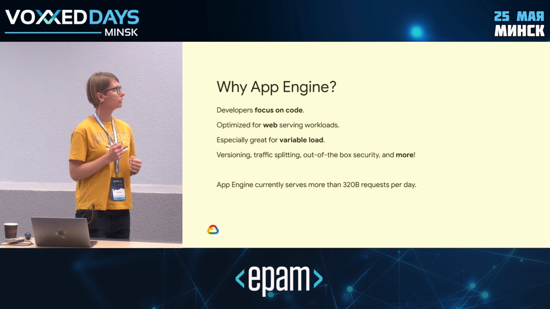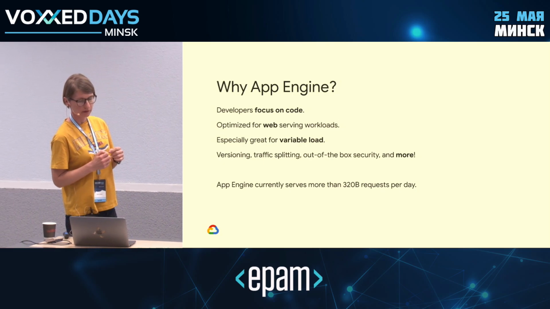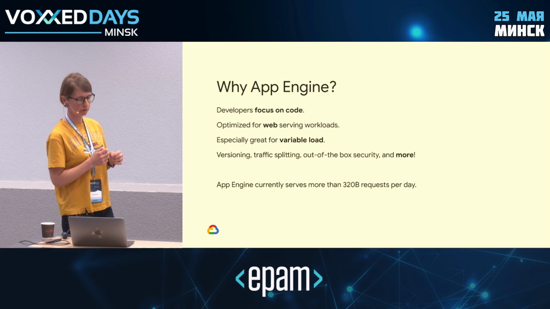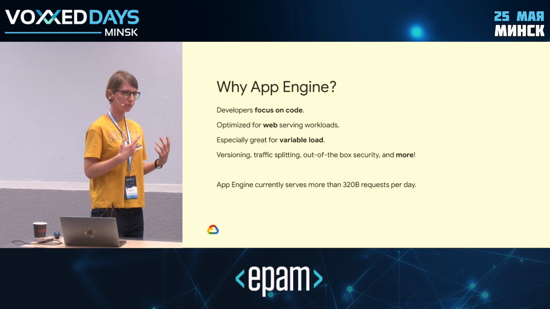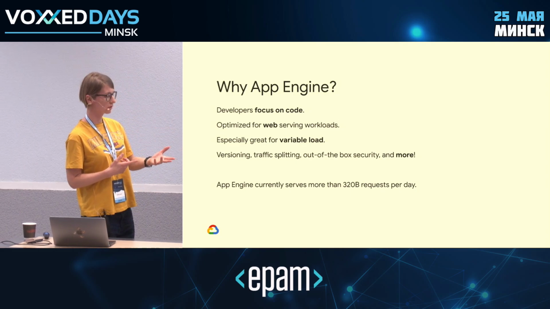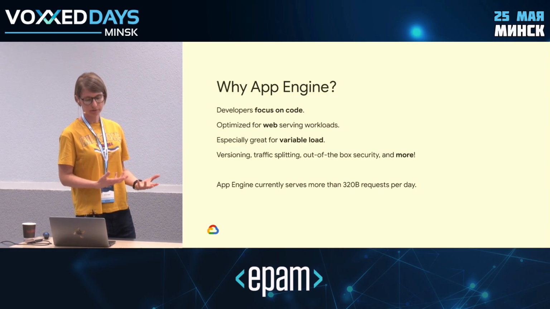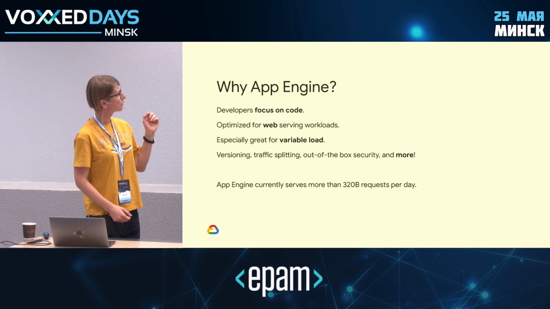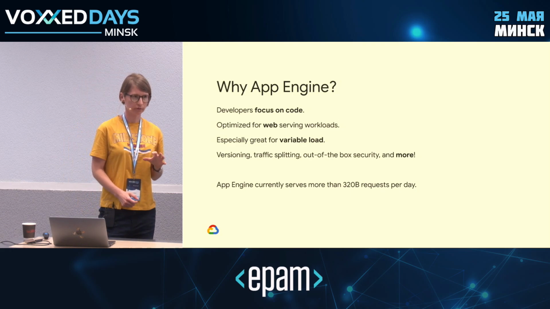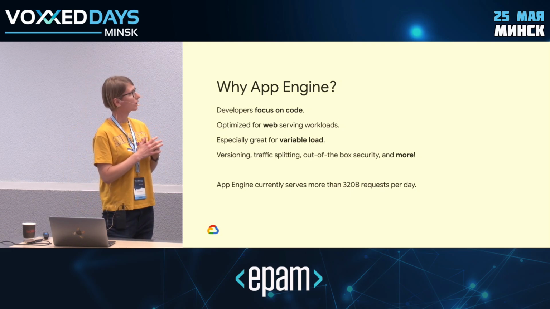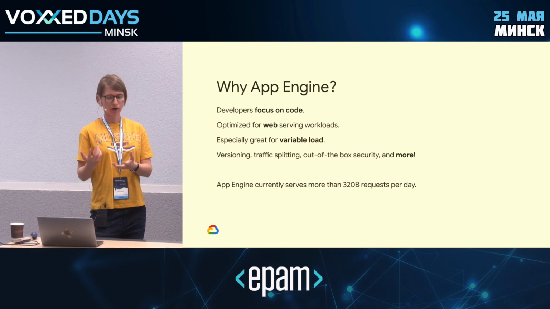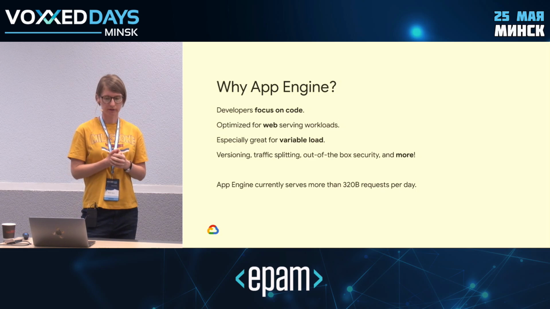So why would you use App Engine today? First, it's optimized for web serving workflows. So if you want to develop a website, that's a perfect choice. With App Engine, you focus on code. So the only thing that you need to write is really code. It's also great for variable load because App Engine operates on quite powerful instances that can usually handle more than one request. So even one instance can handle traffic that changes.